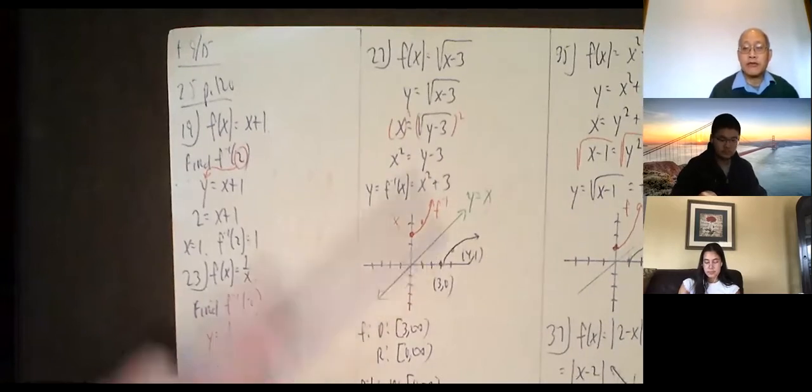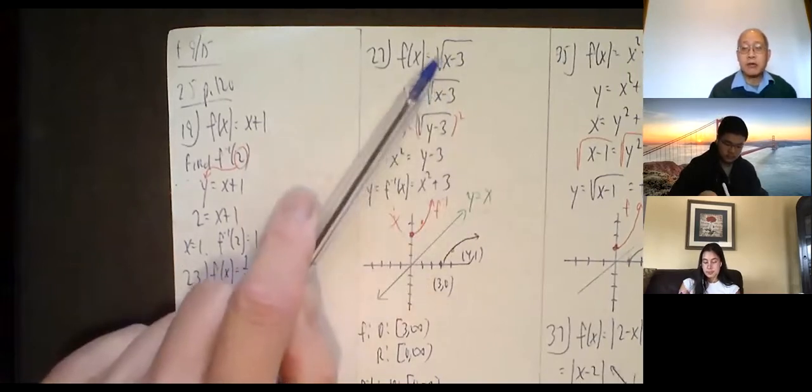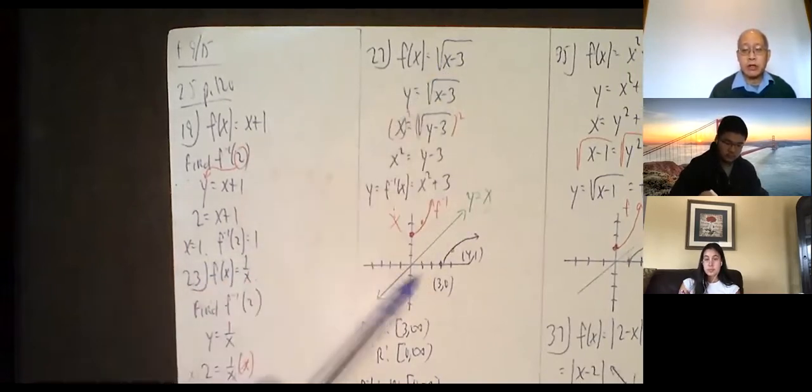Okay, here's the square root of x minus 3. We said already that the basic square root function starts at the origin and goes like that. If you replace x with x minus 3, you just shift 3 to the left. So 3, 0, 4, 1.